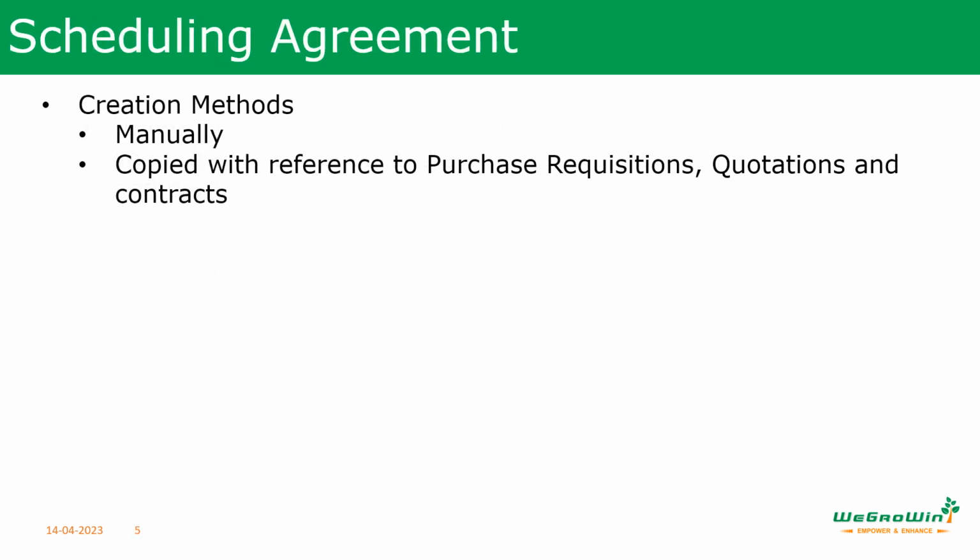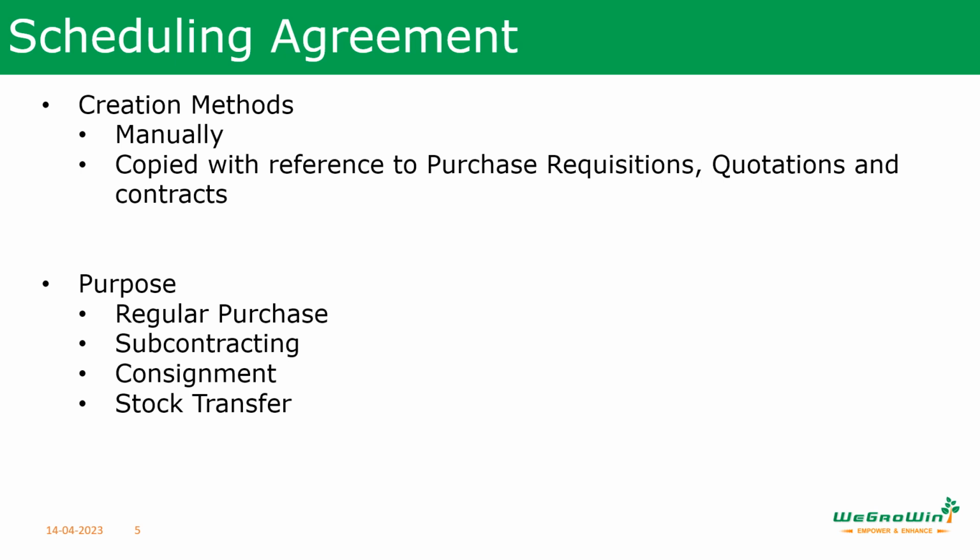A scheduling agreement can be created manually or can be copied with reference to a purchase requisition, quotation, and centrally agreed contracts. Before creating a scheduling agreement, a purchasing user must define the account assignment, purchasing organization, and purchasing group. A scheduling agreement can be created for regular purchase, subcontracting, consignments, and stock transfers. In this session, we will discuss creation of a scheduling agreement for regular purchase.